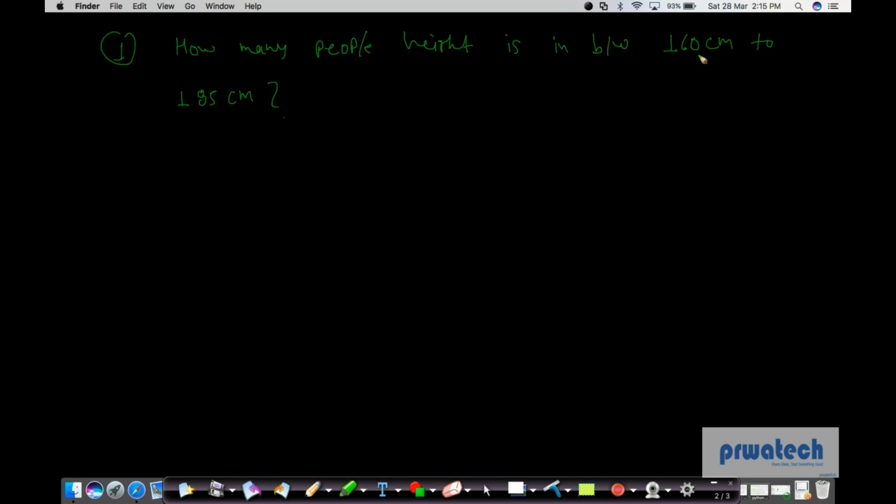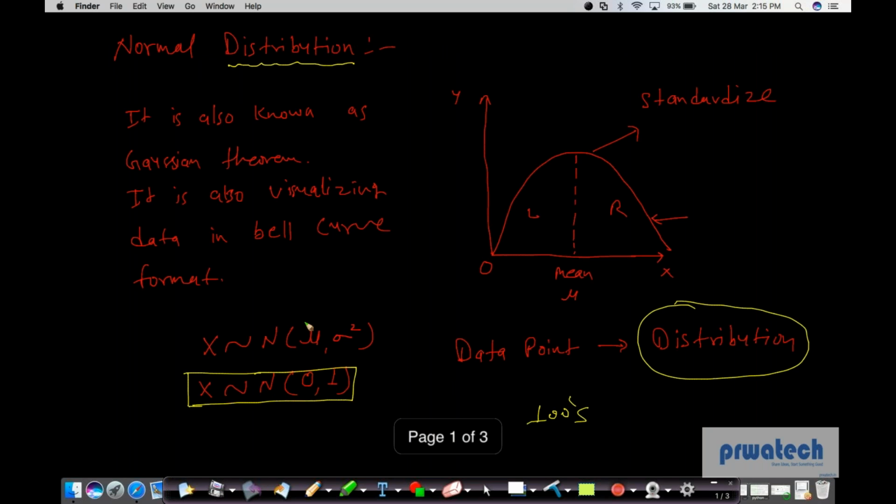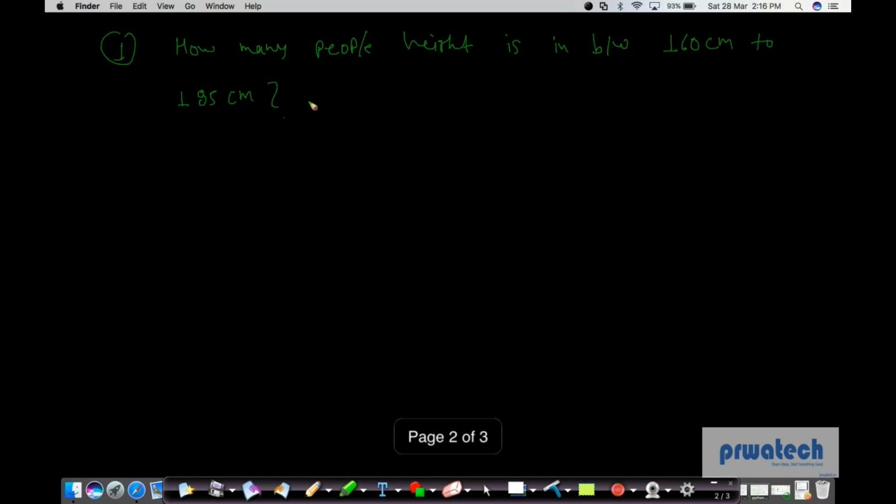If I want to answer this question, 160 centimeter to 185 centimeter, I need to know just two things, guys. What is the normal distribution argument here? Mean and population variance. Once I know the values of these two, I can answer this question. I'll tell you how to calculate this, just bear with me.